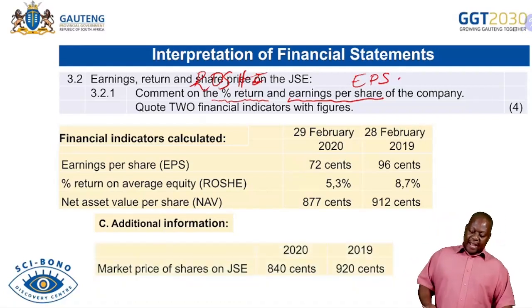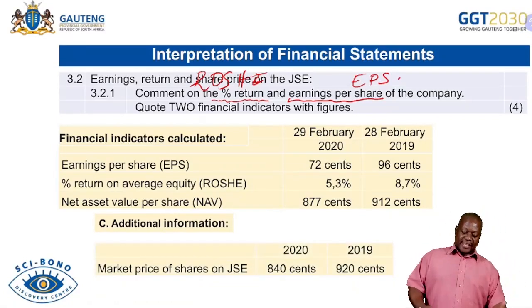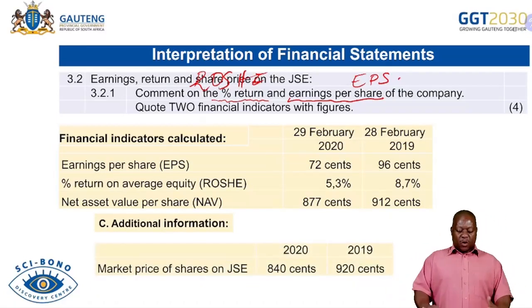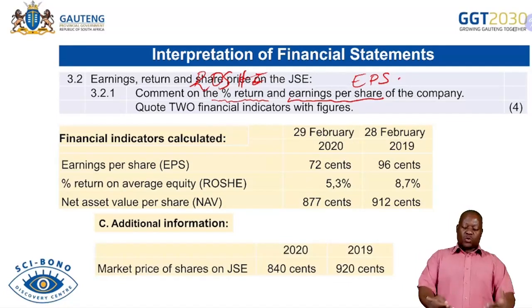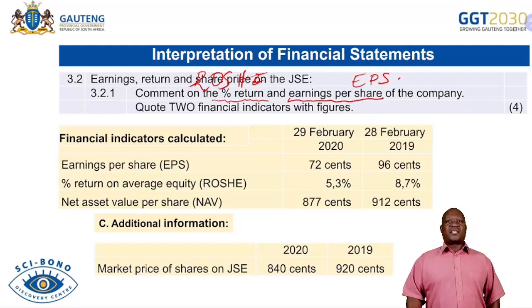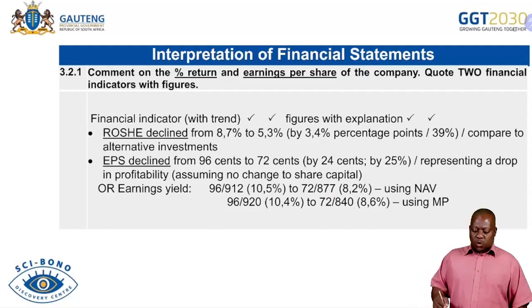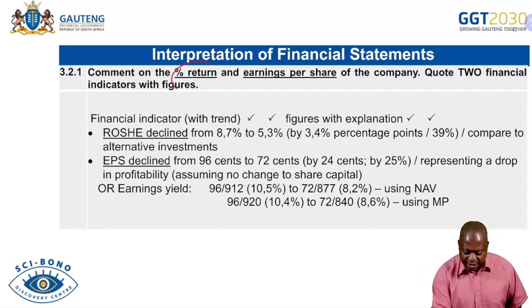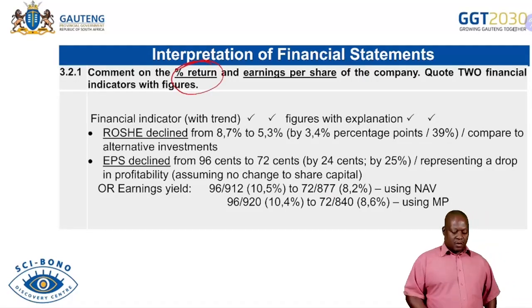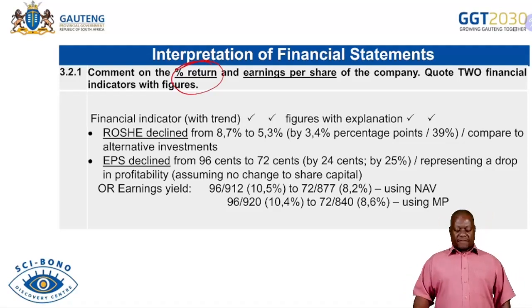We need some other additional information such as the market price per share, because this has something to do with, and is related to, the indicators that we are going to be explaining. So what is a model answer that can be there? Now, to answer on the percentage return, what happened to the ROCE? It has declined from 8.7% to 5.3%, as we have already looked into.